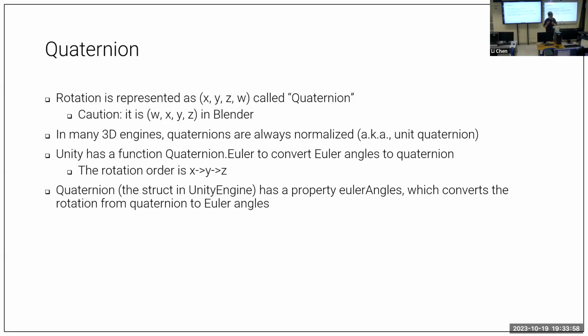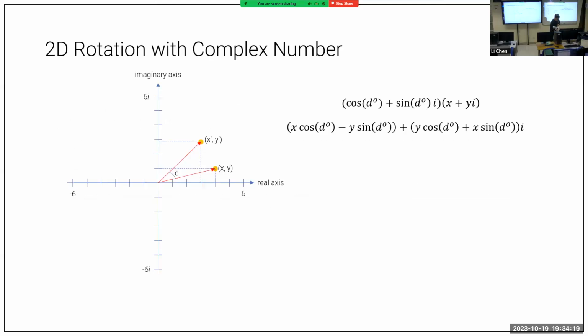In Unity, you have the function Quaternion.Euler to convert Euler angles to quaternion. I guess many of you already know this, so I will not repeat that. Also, Quaternion has the property eulerAngles for you to convert rotation from quaternion to Euler angles. Very straightforward. Before I introduce 3D rotation, I just want to use 2D rotation as an example.